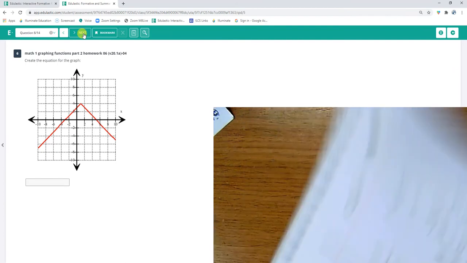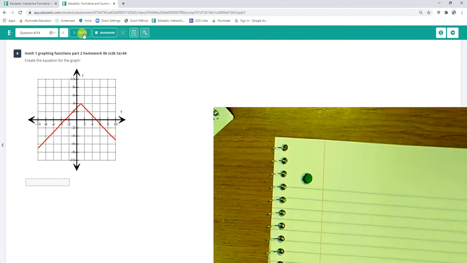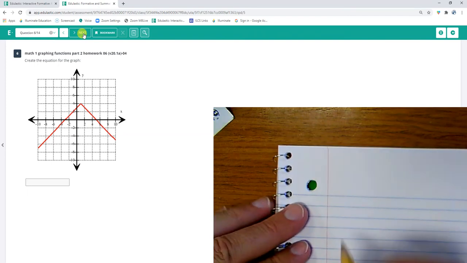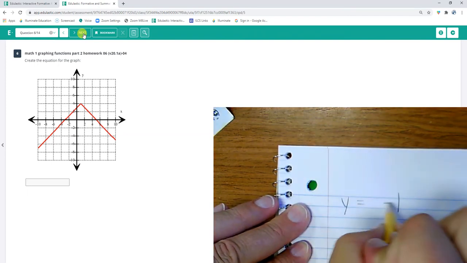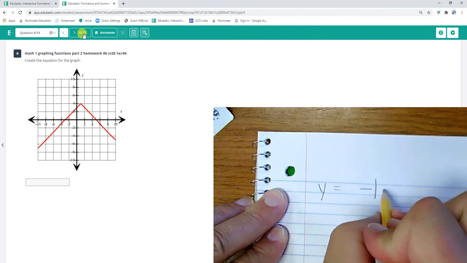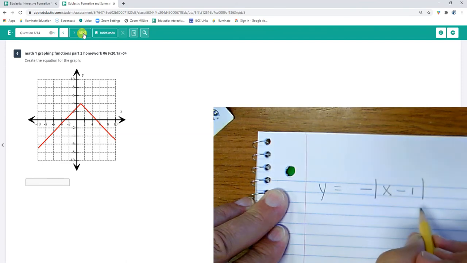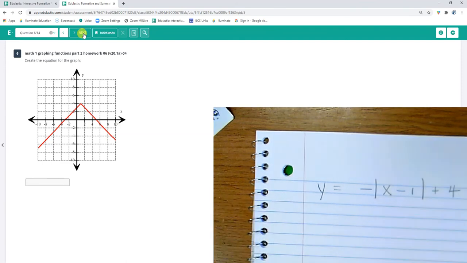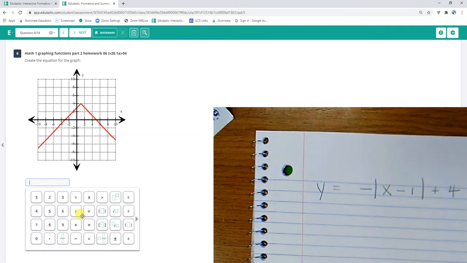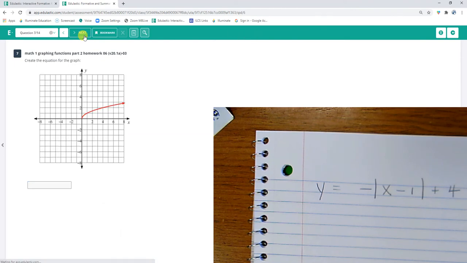All right, number 6. All right, it's an absolute value. So y equals absolute value. It's flipped. There's my flipping. X, it's been shifted over 1, and it's been shifted up 4. Y equals negative absolute value x minus 1 plus 4. So that was number 6.